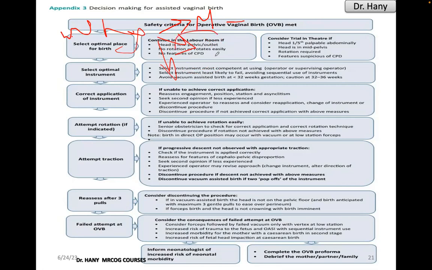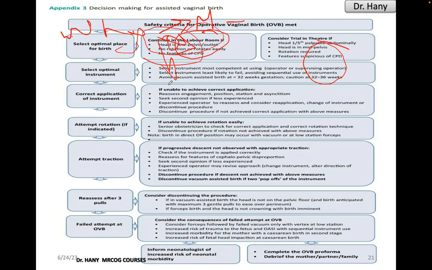Where? In the room or in the theater. Occipital anterior or well below the ischial spine. Occipital posterior low at +2, +3, easy rotation, in a multiparous woman, and no feature of CPD. So this is how to choose when and what.